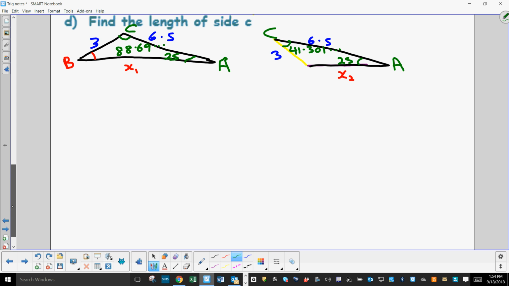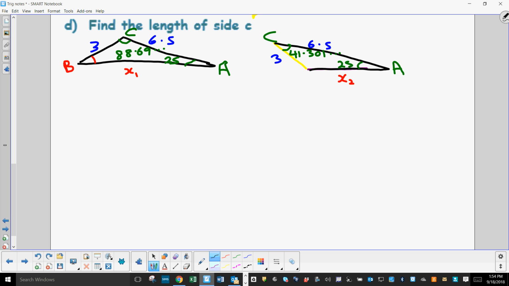Let's do x over sine 88.69 equals 3 over sine 25. I've chosen to use the 3 and the 25 because that's the side we know, and also angle 25 is a nice whole number. I could have used 6.5 in angle B, but then I'm having to put in another number, whereas 25 was easy to put in.